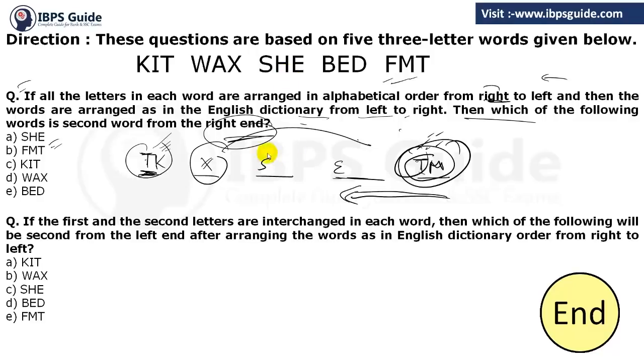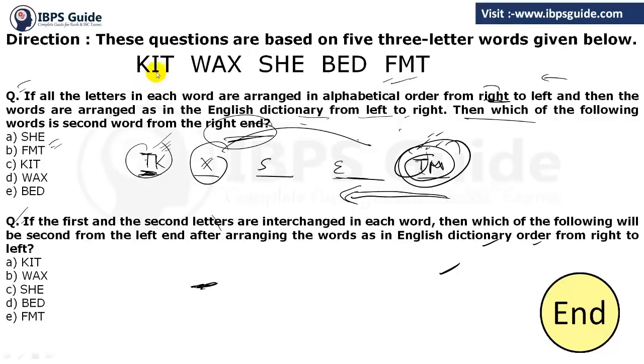Okay, so time's up. Now see, if the first and second letters are interchanged in each word, then which of the following will be the second from the left end after arranging the words in English dictionary order from right to left? First of all we have to interchange the first and second letters, so the second becomes the first. Then we arrange them in English dictionary order from right to left. Right to left means that on the right we have the word that comes first in the dictionary, and on the left we have the one that comes last.